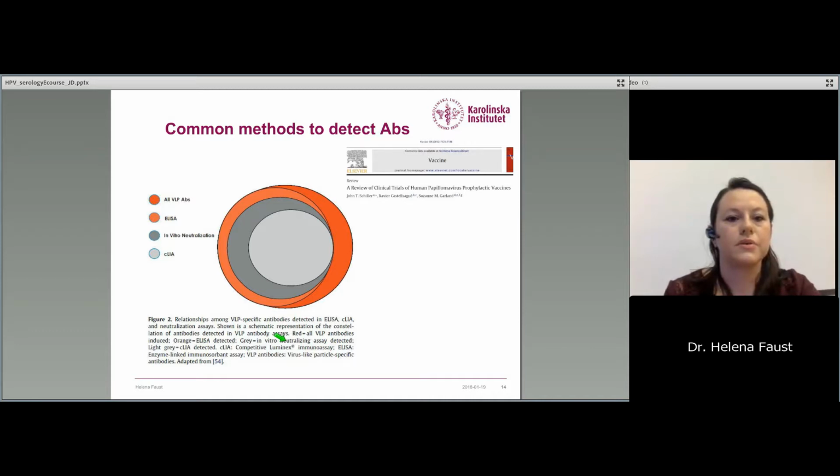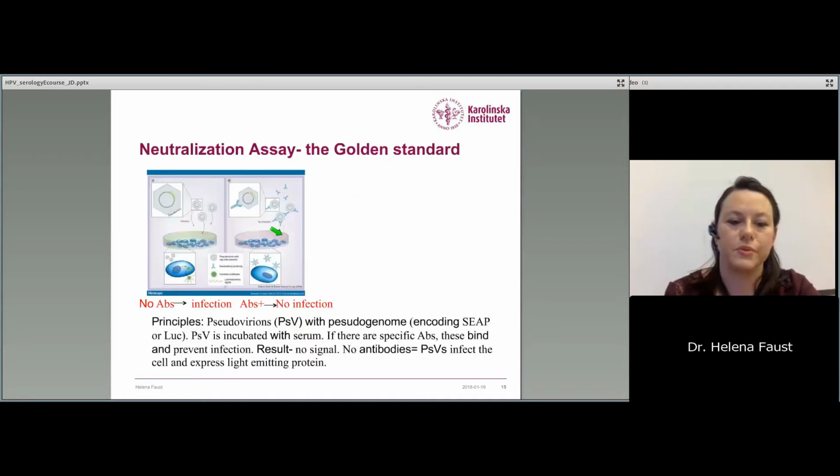So let's talk a little bit about what those methods can detect. This is a figure about antibodies induced by, for example, vaccination. And this red circle here shows all of the antibodies which are produced. But as you see, none of the current methods are most likely detecting them 100%. This orange circle here is ELISA. So ELISA type binding assays can detect the majority of them. The neutralization assay looks at a subset of those, and the narrowest is the competitive Luminex assay.